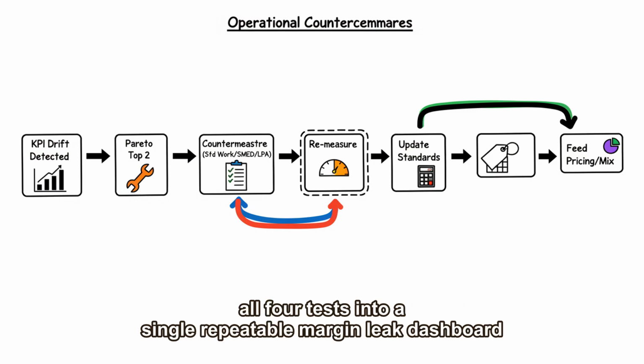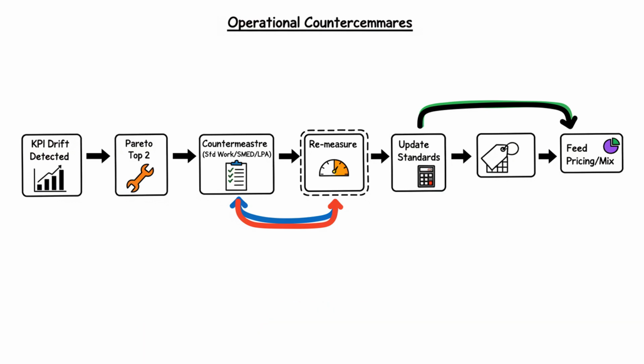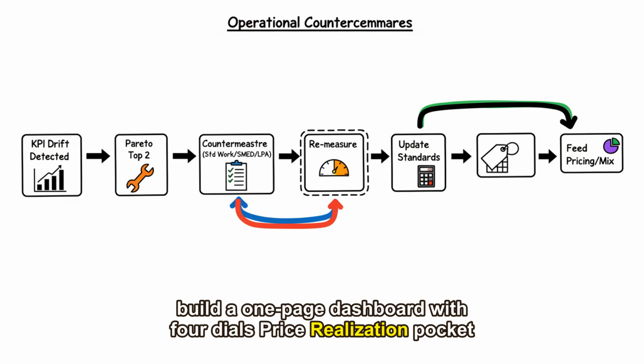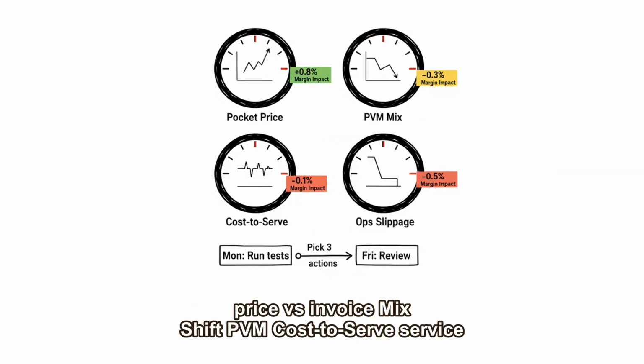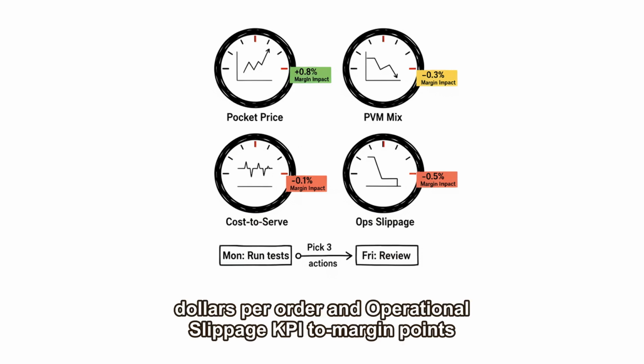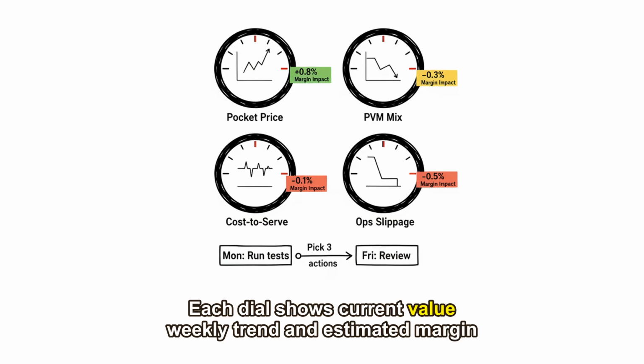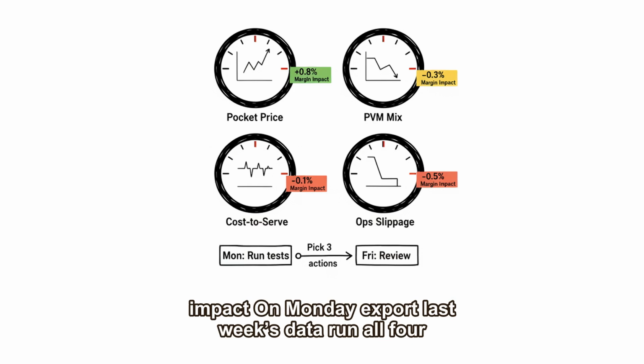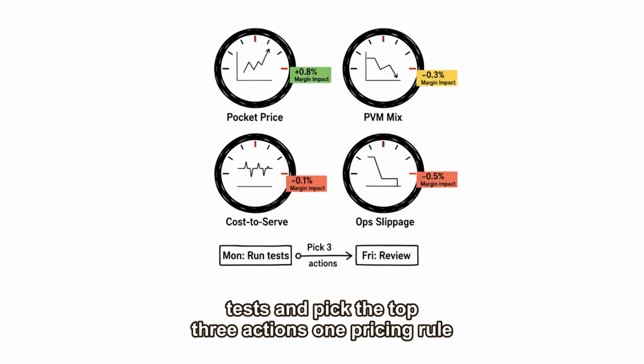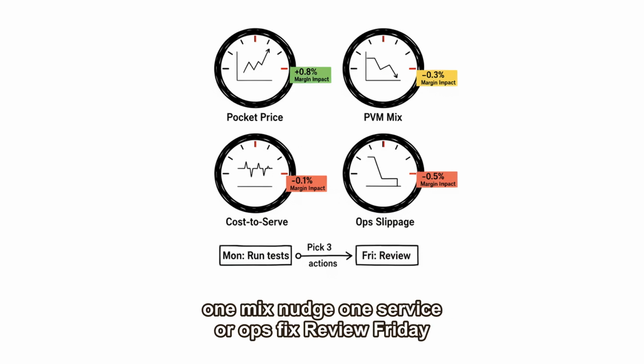Finally, let's stitch all 4 tests into a single, repeatable margin leak dashboard you can run every Monday. Build a one-page dashboard with 4 dials: price realization, pocket price versus invoice; mix shift, PVM; cost to serve, service dollars per order; and operational slippage, KPI to margin points. Each dial shows current value, weekly trend, and estimated margin impact. On Monday, export last week's data, run all 4 tests, and pick the top 3 actions: 1 pricing rule, 1 mix nudge, 1 service or ops fix.